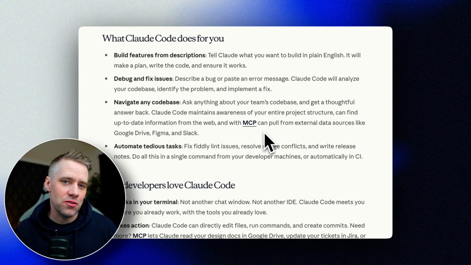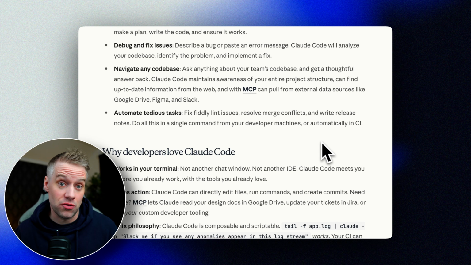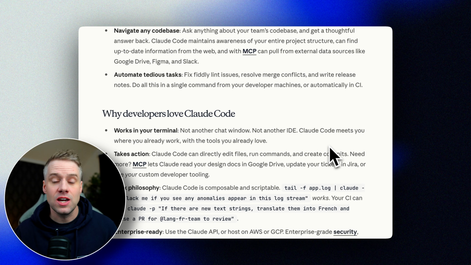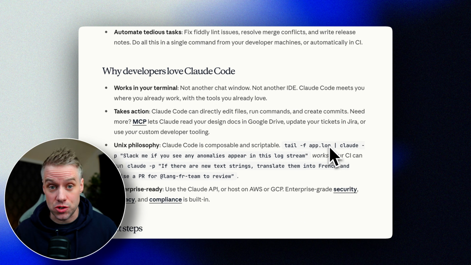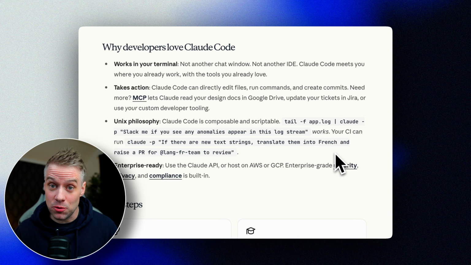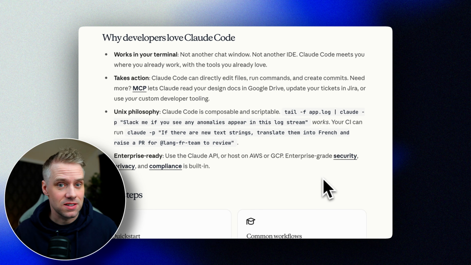So what makes it different from ChatGPT or regular Claude? It works with your actual files, not just copy-paste. It runs real commands on your system. It understands your entire project, not just snippets. Honestly, I think of Claude Code as the all-purpose AI agent, because it's so much more than just coding. But more on that in our full Getting Started guide. Once you're up and running, you can simply tell Claude what you want to build in plain English. It will make a plan, write the code, and ensure that it works.